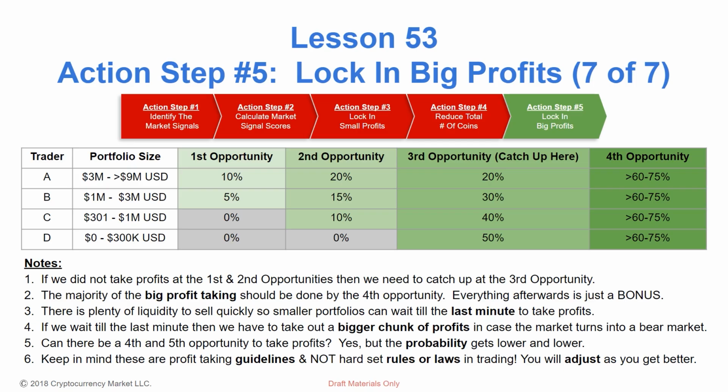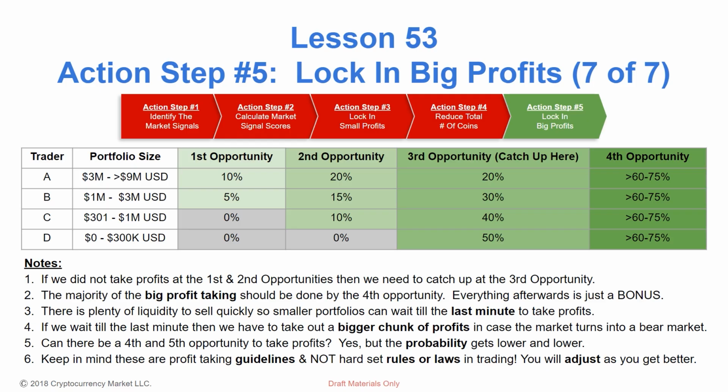And then by the fourth opportunity, he should have already taken out 60 to 75% of the profits in his portfolio and be ready to be done with that bull market. And lastly, we're going to talk about trader D, who has a smaller portfolio of less than $300,000. If this trader is trading that, there's plenty of liquidity to get in and out of the markets with $300,000. That's no problem at all.